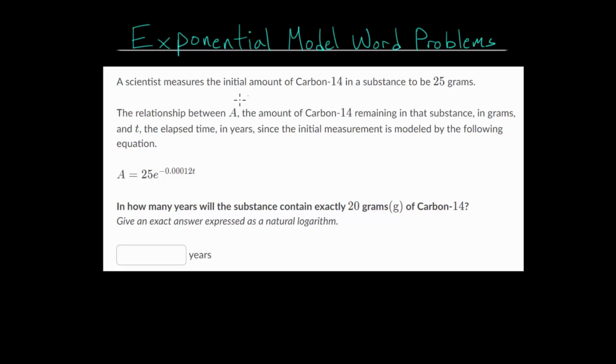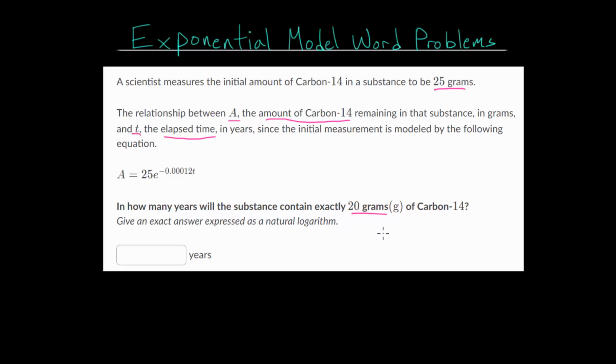So a scientist measures the initial amount of carbon-14 in a substance to be 25 grams. The relationship between A, the amount of carbon-14 remaining in that substance in grams, and T, the elapsed time in years since the initial measurement, is modeled by the following equation. So we have this equation here. And in how many years will the substance contain exactly 20 grams of carbon-14? We need to express our answer exactly as a natural logarithm.